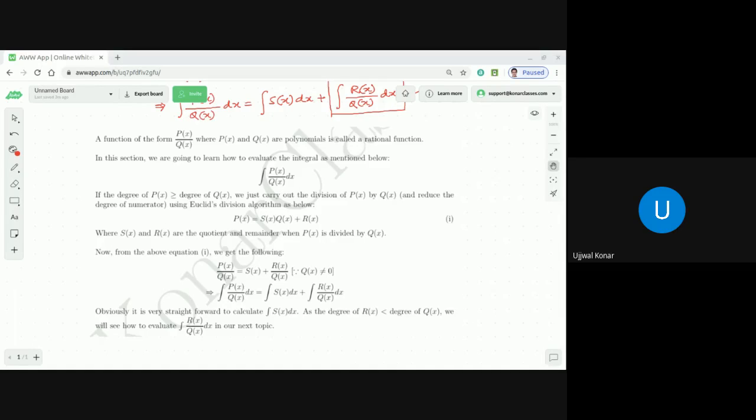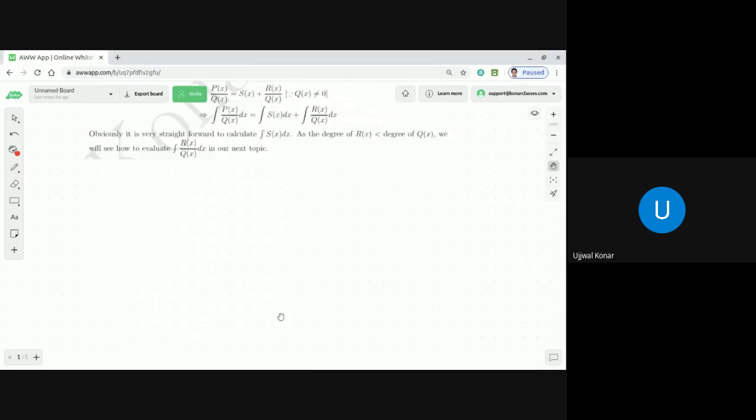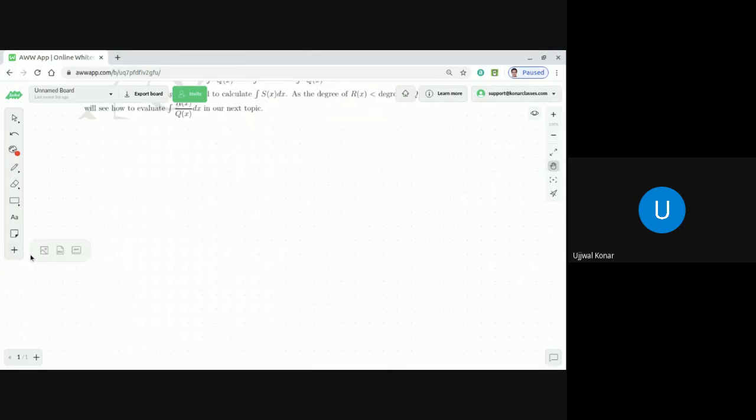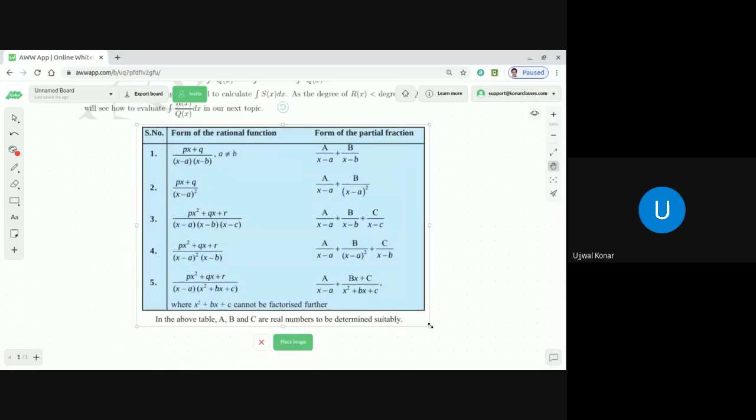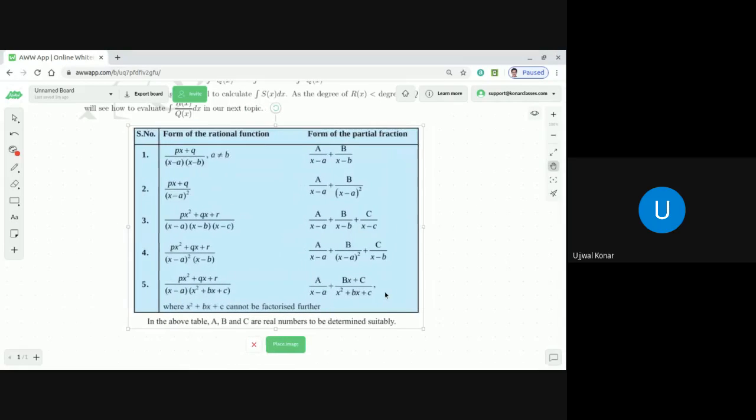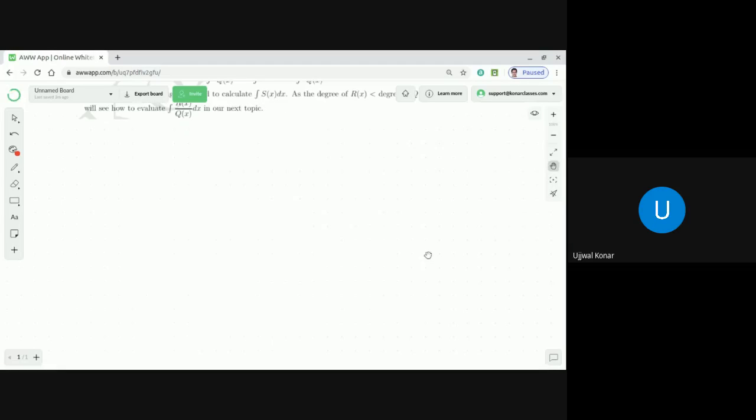We'll do some representative questions also, together. And it will be good. You can also write down this table so that it will be helpful for us to solve problems.